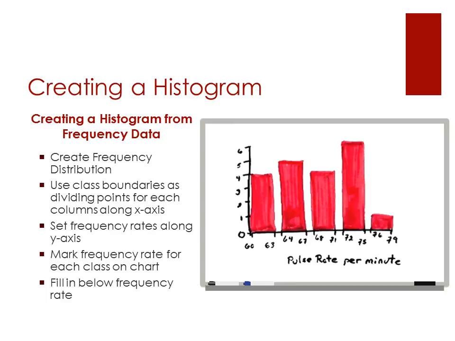Now, the next thing is you're going to mark your frequency rates for each class on the chart and fill in below the frequency rate. So for the class pulse rate data, you should get something that looks just like this. All right? Take a few moments, work with the data, and draw in your histogram. Make sure it matches with this particular one, and then when you've got that set, move on to the next slide.